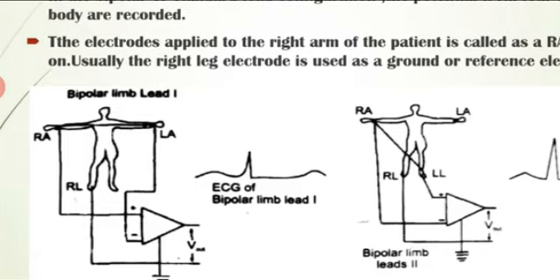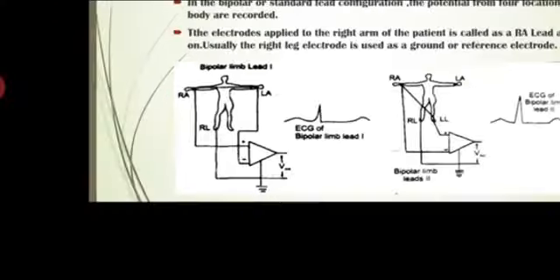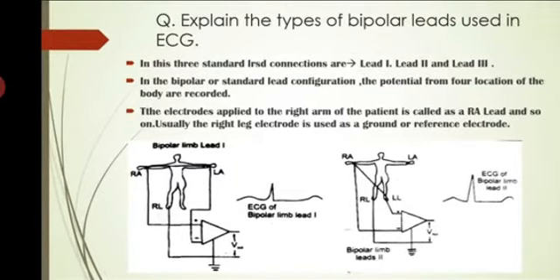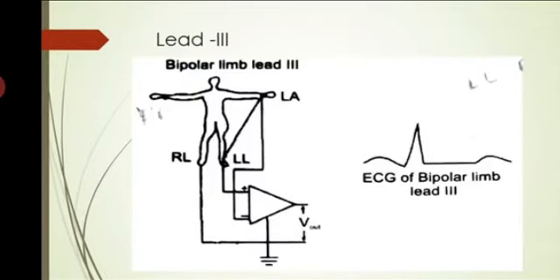In the lead 2 connection, they use the right arm and left leg. The left leg is given as input to the positive of the amplifier, and the right arm is given to the negative of the amplifier. In lead 3, the left leg and left arm are used. The left leg is connected and the left arm is connected to the amplifier. This is the lead 3 connection.